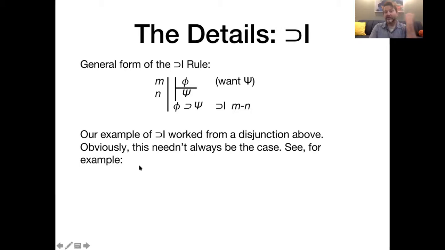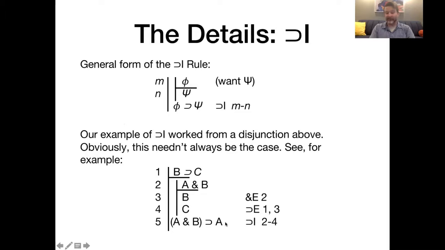Okay, so another point here is that our example of conditional introduction worked from a disjunction above, right? So the last one we were looking at involving Sheldon, the faculty member or student, we relied upon the disjunction elimination rule. But obviously this doesn't always have to be the case. So consider this, for example. If we know if B, then C, we can assume A and B, use conjunction elimination from 2 to derive B, and then derive C from premise 1, if B, then C.